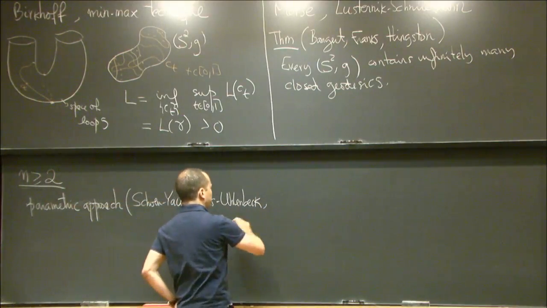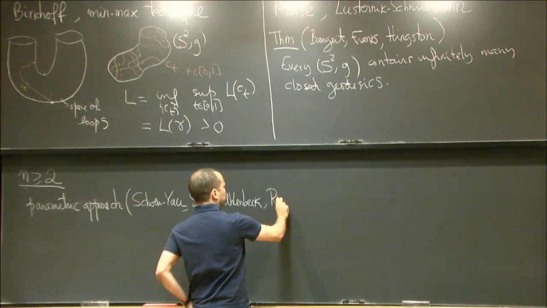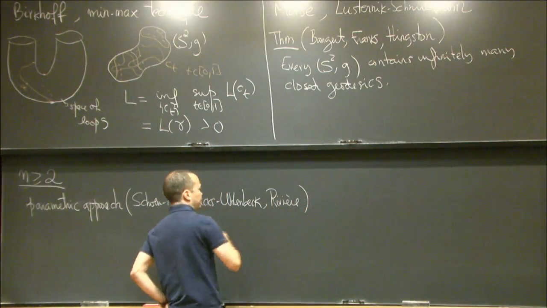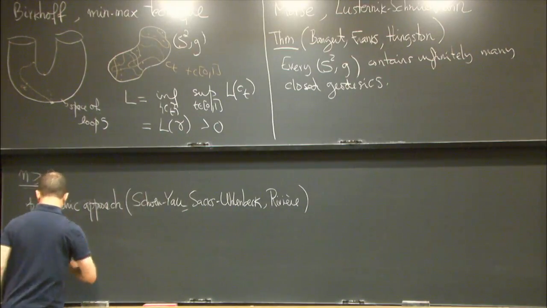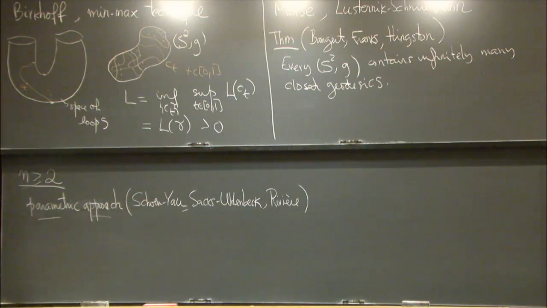So Sacks Uhlenbeck for minimal spheres, and I'd like to mention here also Rivière, who lately has been revisiting the subject, and he'll be here in the spring. Could also mention Meeks, Simon, Yau, also not much on the parametric approach, but also a method to construct closed minimal surfaces. So that very much uses dimension 2, because you take advantage of the existence of conformal parametrizations, and so on, but that's, of course, a very established approach. So this is not the approach I'm going to take here.